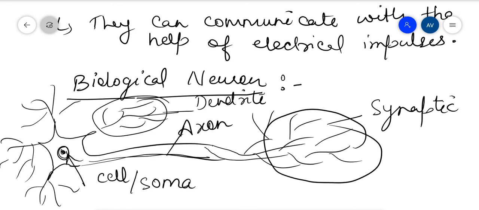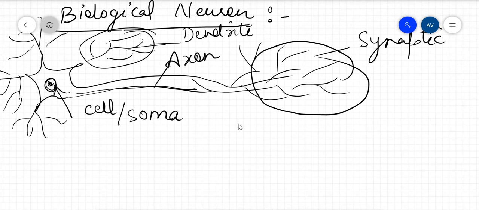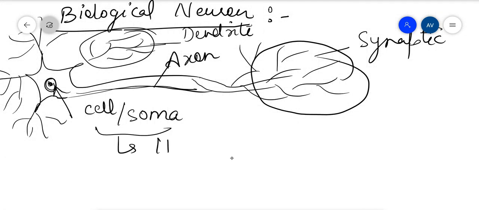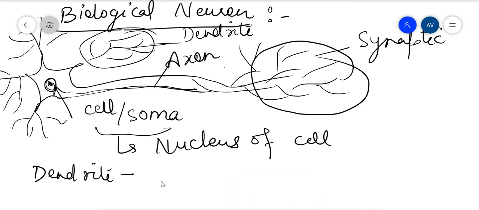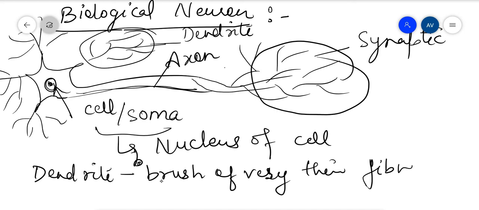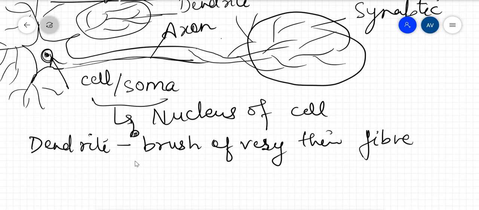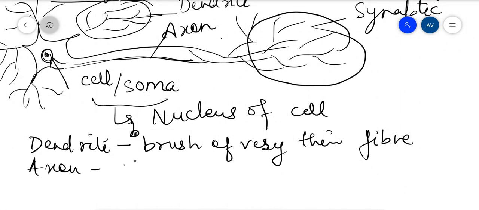And as I said, this is the soma, and the working of this soma is just like the nucleus of a cell. Without a nucleus, as I know, that cell is nothing. So this is the nucleus of the cell. Axon is nothing but a long cylindrical fiber. So dendrite, if I say, is a brush of very thin fiber, and I said that axon is a long cylindrical fiber.